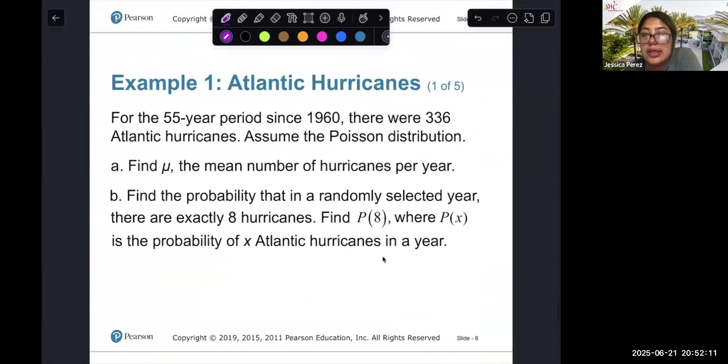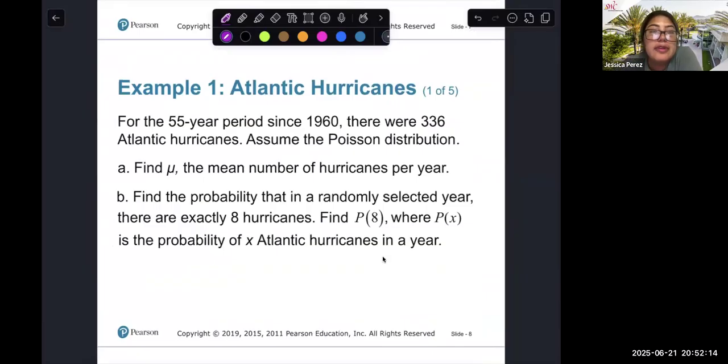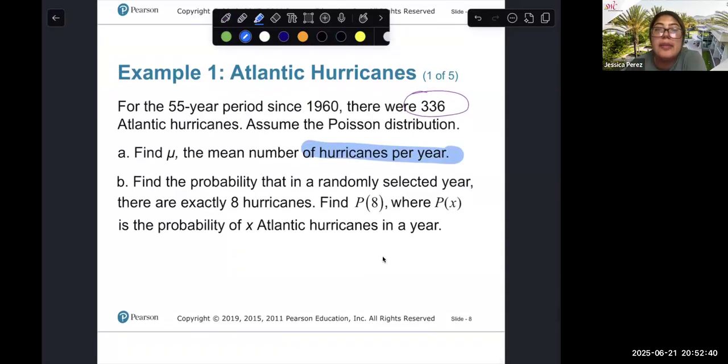So what we're going to do is an example. For the 55-year period since 1960, there were about 336 Atlantic hurricanes. Assume that there exists a Poisson distribution. We want to find the mean number of hurricanes per year. So to do that, we want to find how many hurricanes happen per year. The mean happened through a period of time. For a 55-year period since 1960, there were 336. So there's the number of years, and there's how many hurricanes.